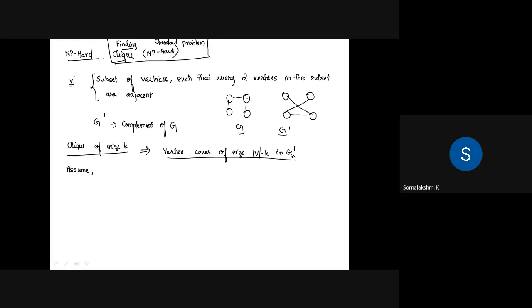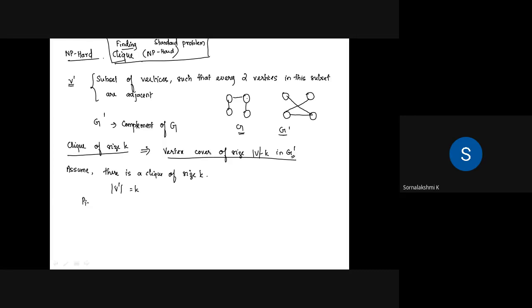So I'm assuming there is a clique of size K. Okay, so there is a clique of size K in my graph. V dash is that clique, a set of vertices. So the modulus of V dash, the count of V dash, is K. So the size of V dash is K.